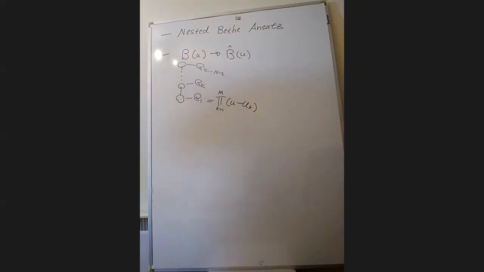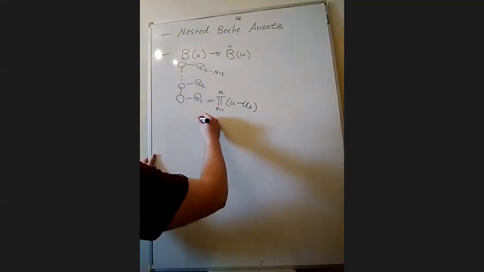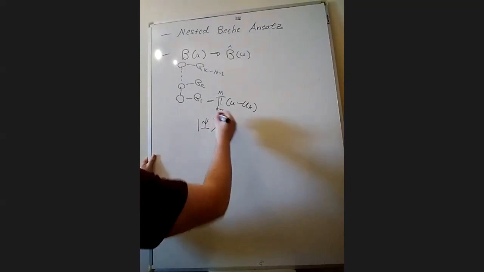So what they were actually able to show was that instead of writing down a complicated recursive procedure using all of these nested Bethe roots and having to diagonalize spin chains of lower rank and lower rank and lower rank, directly one could construct the eigenstates of the conserved charges.